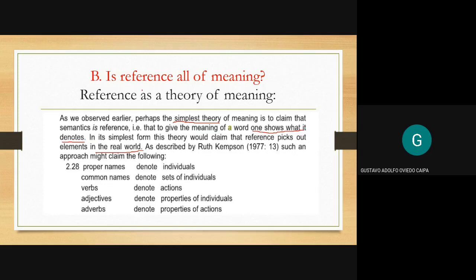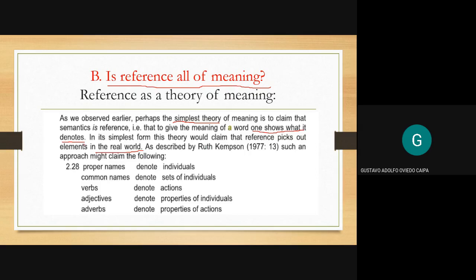But the question is still this one. Is it like that? The answer for many linguists is no. Is reference all of meaning? No. This is what some people believe, but this has many, many problems. I'm going to show you at least one of those problems by using an example from another linguist that has a more, I don't know, sarcastic view of this issue.